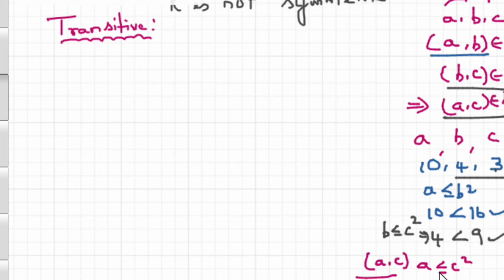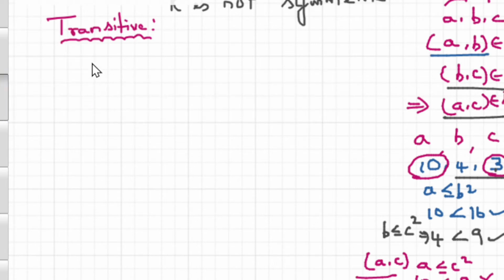Okay, so for this condition, A is 10, we know that, and here this is 3, so the square of that is 9. But it is not satisfied. 10 is greater than 9. So from this it is clear it is not transitive.